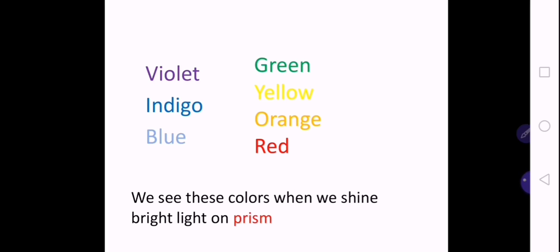And how can we see that these colors come out of white light? We can see these colors when we shine bright light on an object which is known as a prism. Now what is a prism? A prism is a glass which has a special shape like this. A triangular piece of glass.